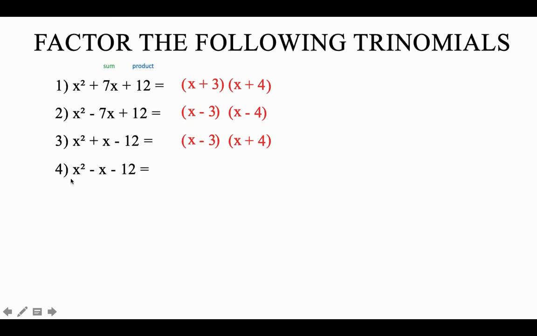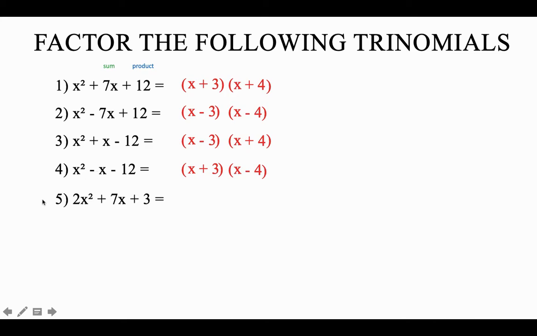Okay, so number 4. Factor the first term, x times x. Factor the last term, positive 3 and negative 4. Why? Because when we add positive 3 and negative 4, this will give us negative 1.